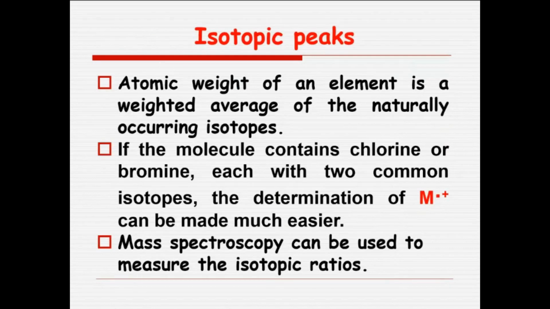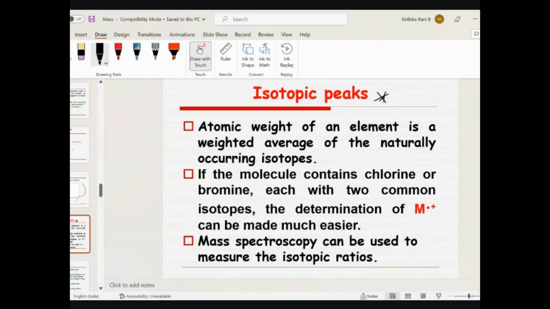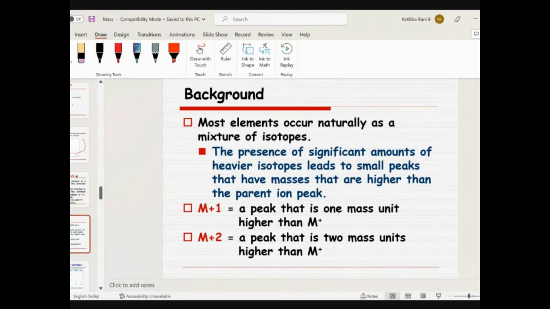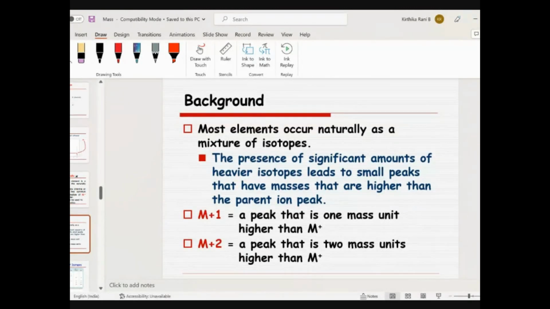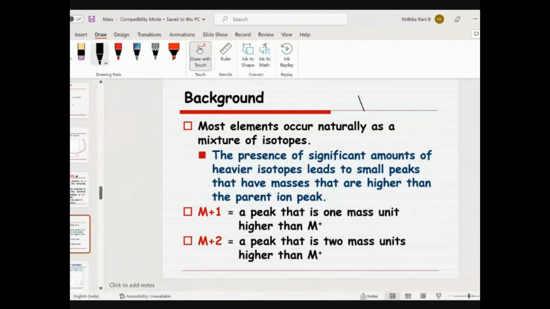So the isotopic peak is the most important. Generally a molecule can have more than one isotope. Depending upon the isotopes, you will have the molecular peak followed by an M plus 1 peak or M plus 2 peak. Why am I saying this? What are these M plus 1, M plus 2 peaks? If I say M plus dot, this is the molecular ion peak.